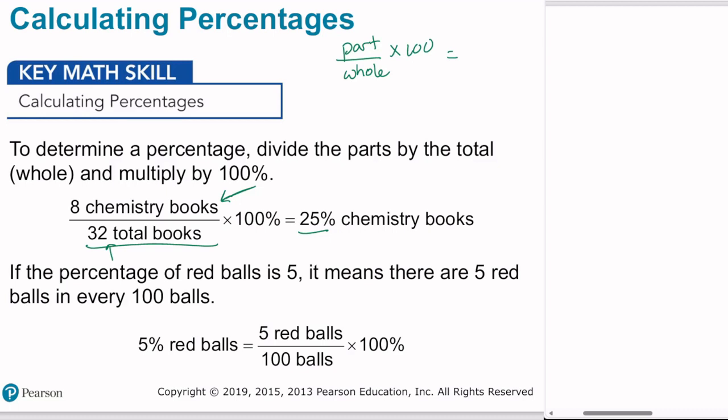We can also express the number of, let's say, red balls out of total balls. 5 red balls divided by 100 balls total, times 100, gives us 5% red balls out of our total balls. To get a decimal back out of a percent, you can simply divide your percentage by 100 to get the decimal value.